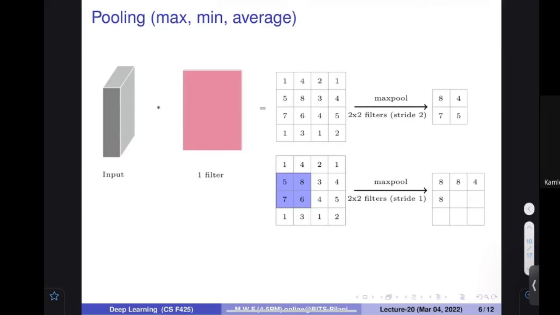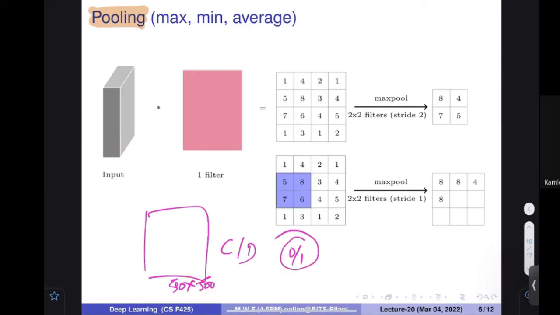The next thing that I wanted to tell you is something called pooling. Sometimes what happens is that an image is given to you and you want to tell whether there is a cat or dog. You know that 0 and 1 is sufficient to represent whether there is a cat or dog, but you are taking a 500 cross 500 image, so many pixels you are going to feed to the system, and the system is ultimately going to give you only 0 and 1.